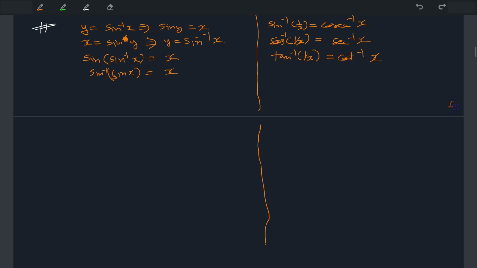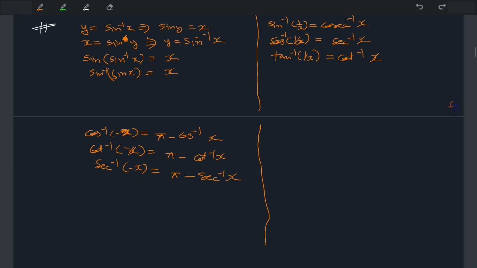So for the minus type, for example, cos inverse minus x can be written as pi minus cos inverse x. We can write cot inverse minus x as pi minus cot inverse x. We can have sec inverse minus x equal to pi minus sec inverse x. So that is one type.